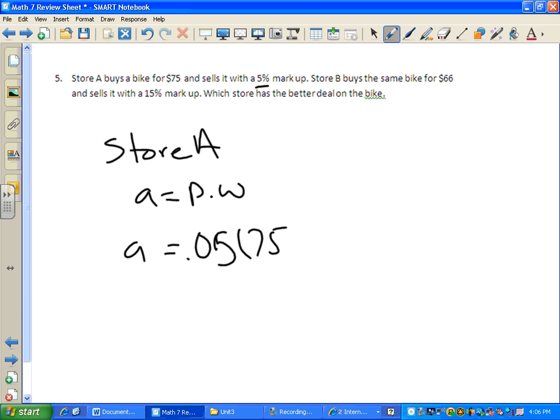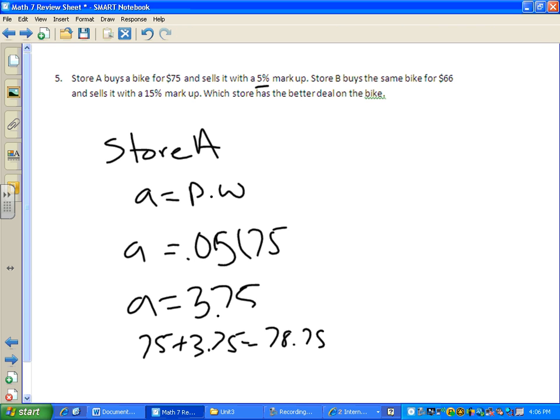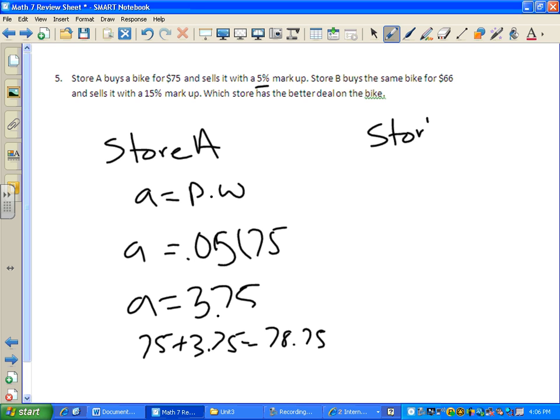Okay, so that's going to give us our markup amount. So 75 times 0.05 is going to be $3.75. And so in the end, they're going to sell the bike for 75 plus $3.75, or $78.75. Okay, so that's store A. Store B.